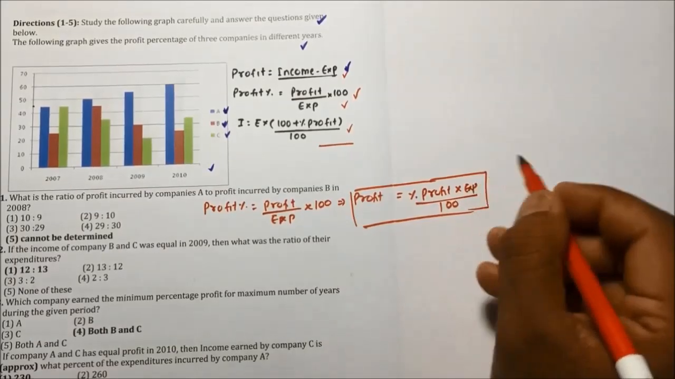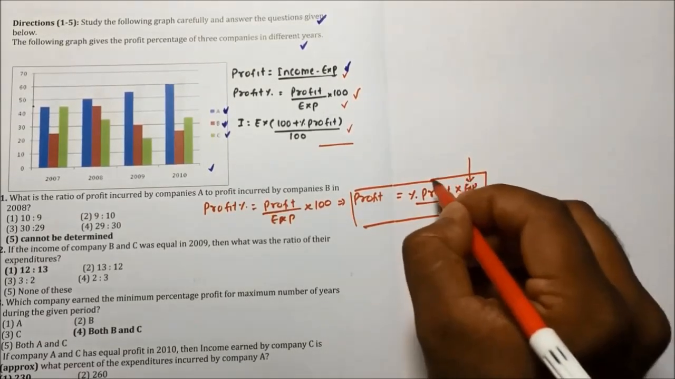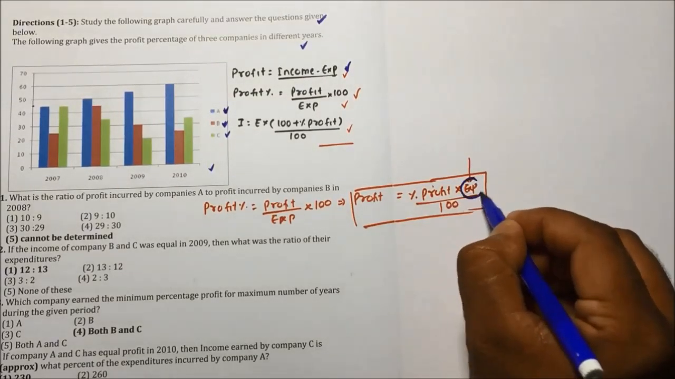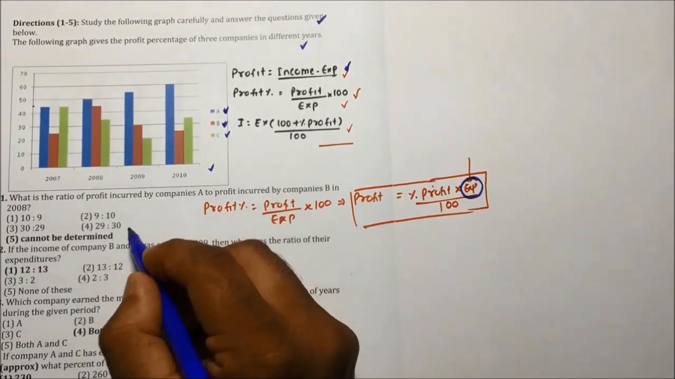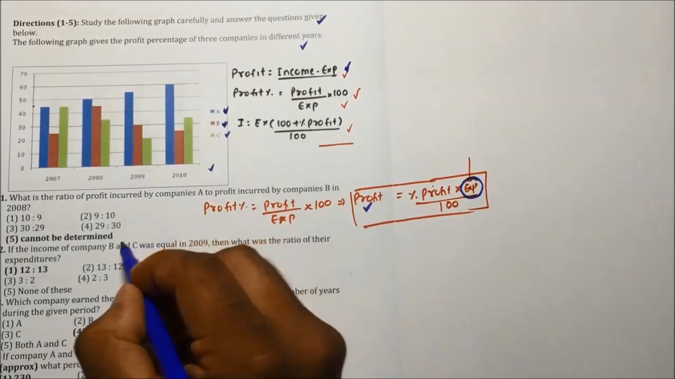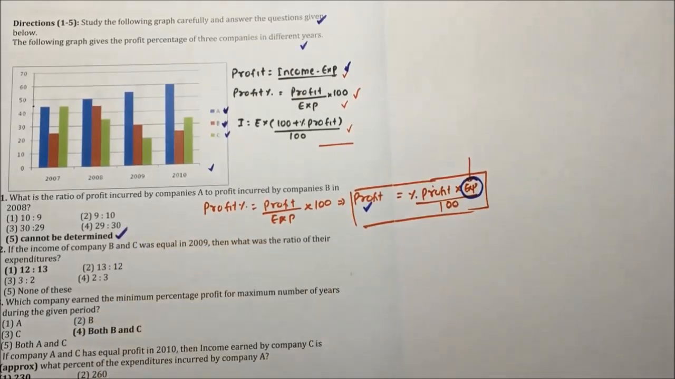Now in the question, expenditure is not given, right? Only percentage of profit is given. So if the expenditure is not given, then we cannot calculate profit. So the answer for question number 1 will be cannot be determined, meaning we cannot calculate the profit incurred by company A to the profit incurred by company B, right? Okay, so this was all about question 1.